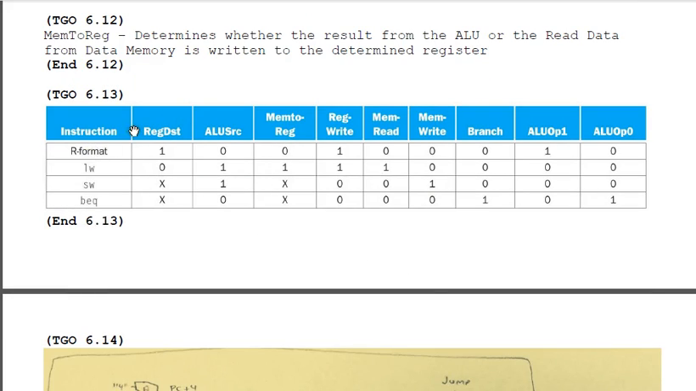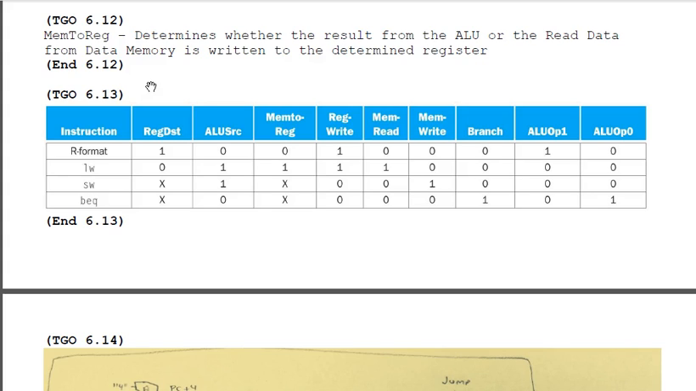So, our format, register destination means we're comparing whether or not we're going to use the 20 to 16 or 15 to 11 from the instruction fetch, right? Going to the instruction decode stage. If it's 1, that means we're going to be using 15 to 11. And if it's 0, we're going to be using 20 to 16. So for R format, we're going to be using 15 to 11, so it's 1. For load word, register destination is going to be 0 because we're going to be using 20 to 16.